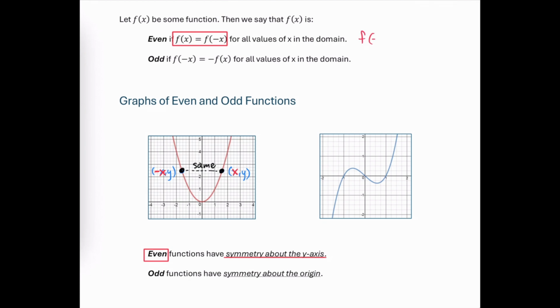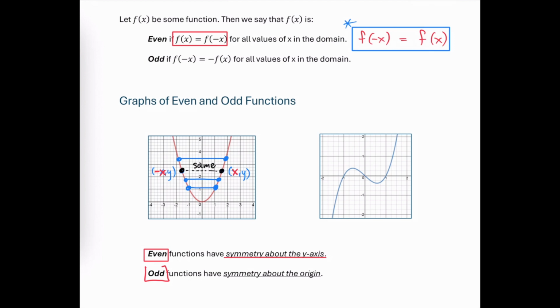If the function evaluated at negative x, which is a y value, is the same y value that we get when we plug positive x into the function, this is an even function. And if this is true algebraically, then it's true for all x inputs throughout the entire domain, and that would yield an even, or symmetrical about the y-axis, graph.